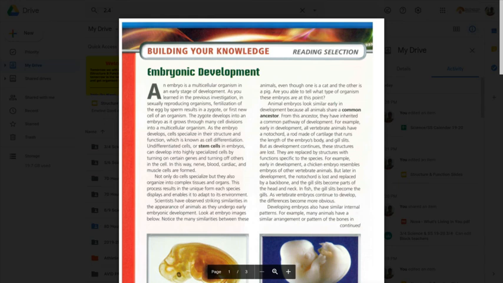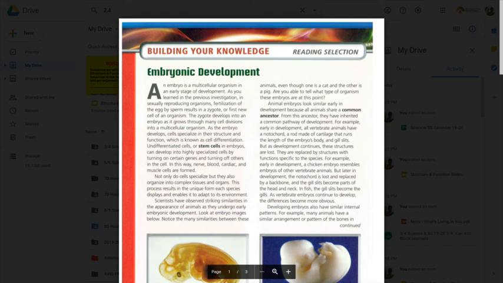For example, early in development, a chicken embryo resembles embryos of other vertebrate animals. But later in development, the notochord is lost and replaced by a backbone, and the gill slits become part of the head and neck. In fish, the gill slits become gills. As vertebrate embryos continue to develop, the differences become more obvious.